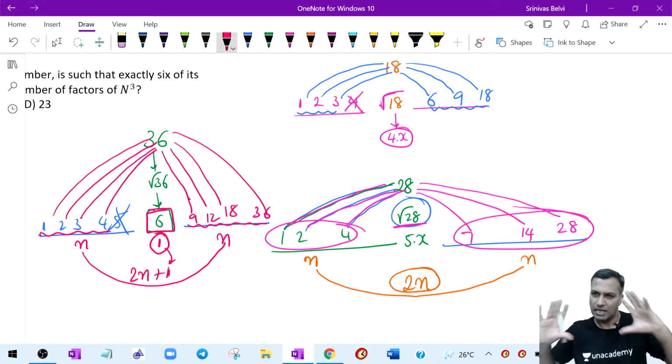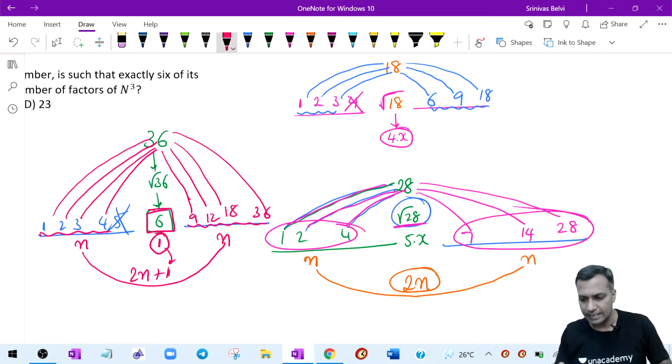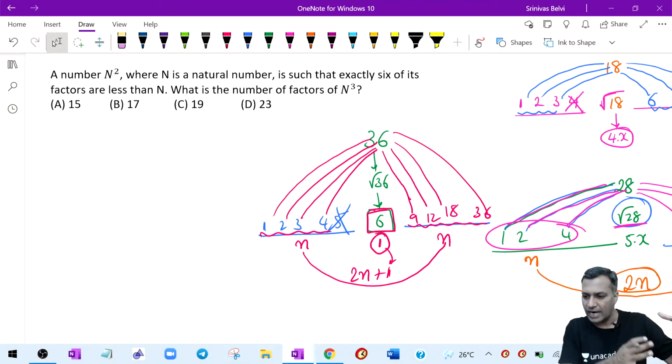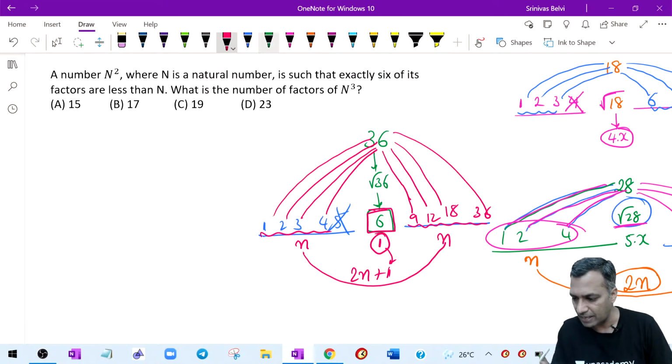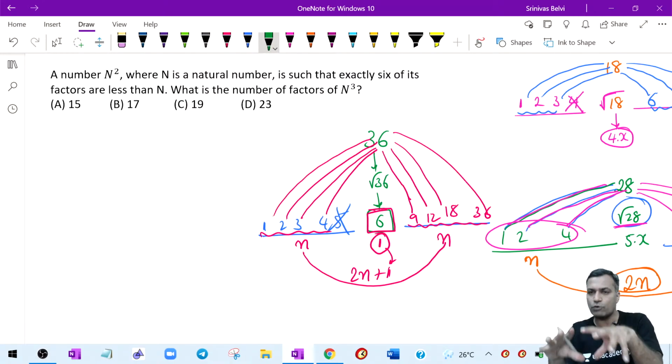This is the concept. This concept comes from high school. I'm not telling anything new out here; from high school, you learn this. Let's come back to this question. This is the background required for this question.